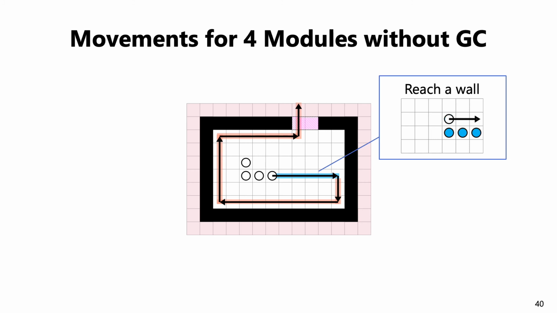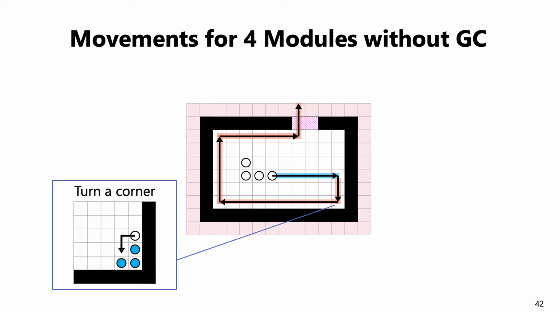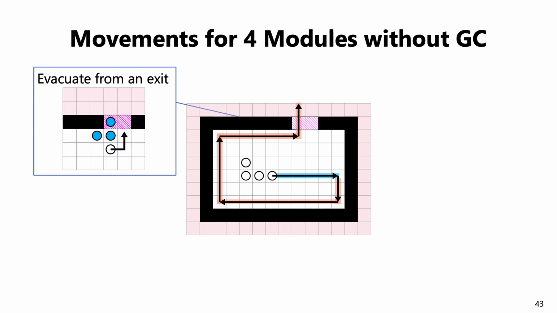This is a sequence of movements to reach a wall. After reaching a wall, an MRS moves along the wall like this. When arriving at a corner, it turns the corner with these movements. Finally, an MRS evacuates from the interior through an exit. After evacuating, it stops moving with the terminated state.